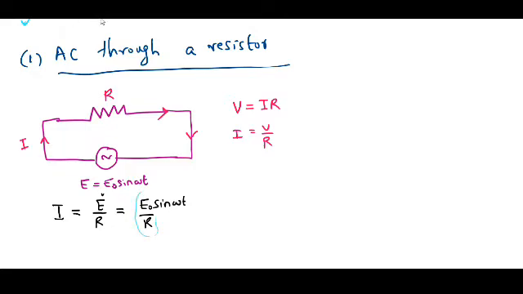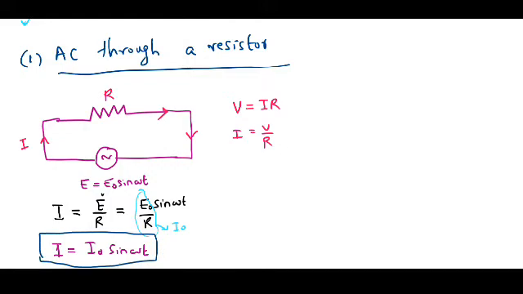This term is nothing but the current I0. Therefore, I can write this current I is I0 sin omega t. This is the alternating current that is flowing through this circuit.